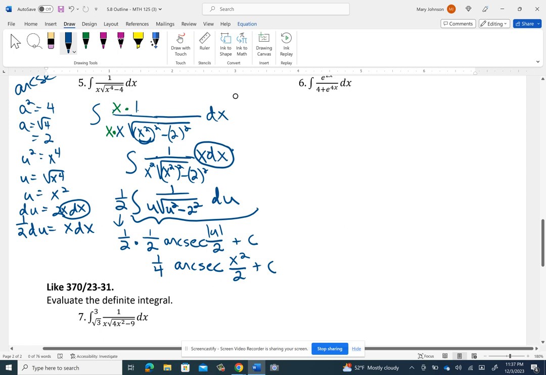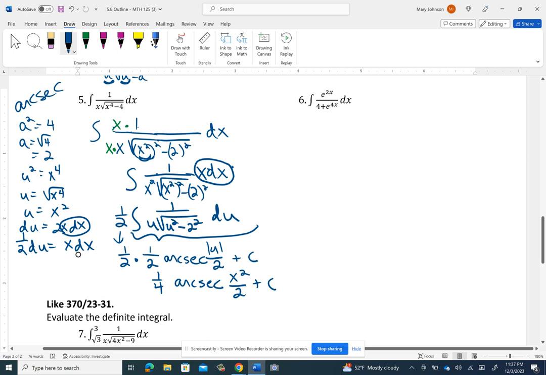All right, so I wanted to do at least one that had an arc secant in it. And the one I did is harder than the typical one, only because this was a 4, not just a 2, or because out here we didn't already have an x squared, which we would have needed. Now this one looks weird because of the fact it has an e in it.